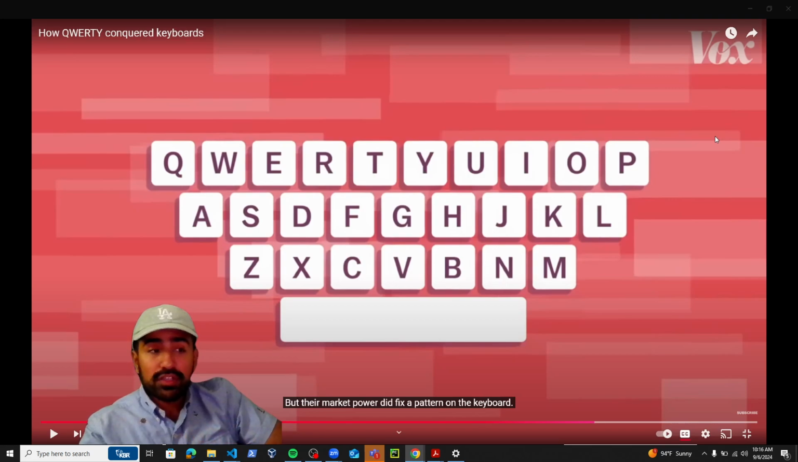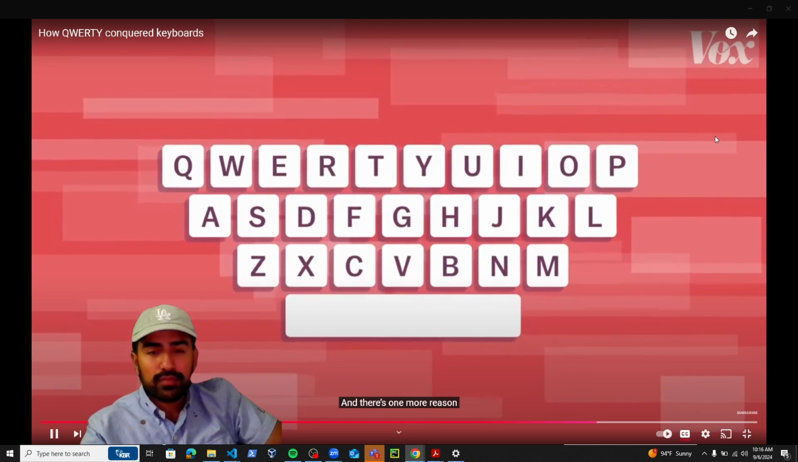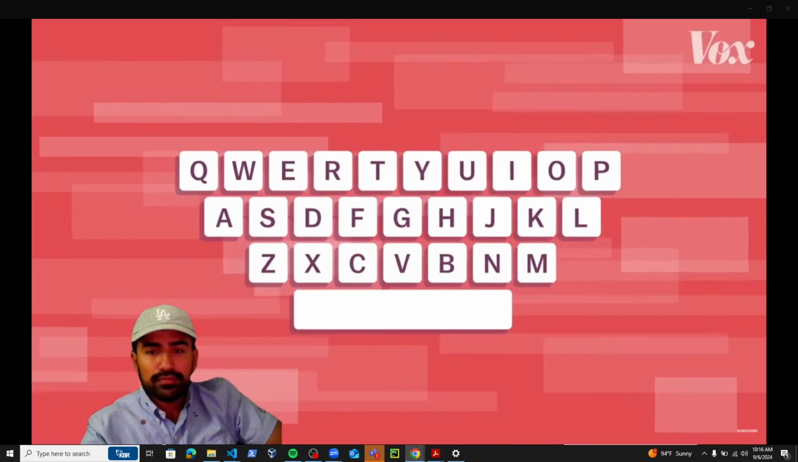Yeah, so QWERTY wasn't the best, but the company that chose to put QWERTY in their typewriters was the strongest company. So it didn't matter if there were better keyboards coming along the way. They couldn't compete economically with that company because it was a monopoly at the time. And funny enough, the company was a gun company. And there's one more reason why that pattern stuck.